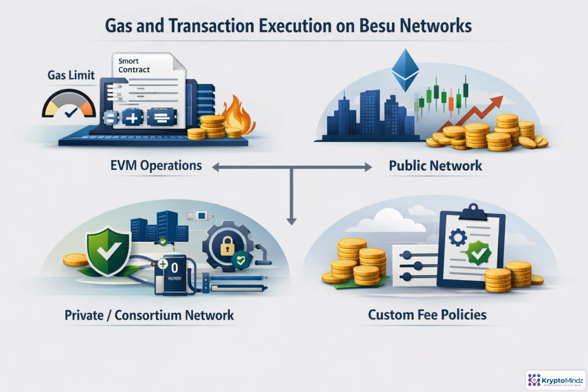Gas is Besu's execution meter. Every EVM step consumes a defined amount, and the transaction gas limit acts as the safety stop that prevents runaway contracts. On public networks, gas connects directly to market fees and real cost. In private or consortium networks, you may reduce or customize the economics, but gas still protects resources and controls execution. Optimize storage writes, loops, and heavy computation, because inefficient contracts can fail or slow the network.